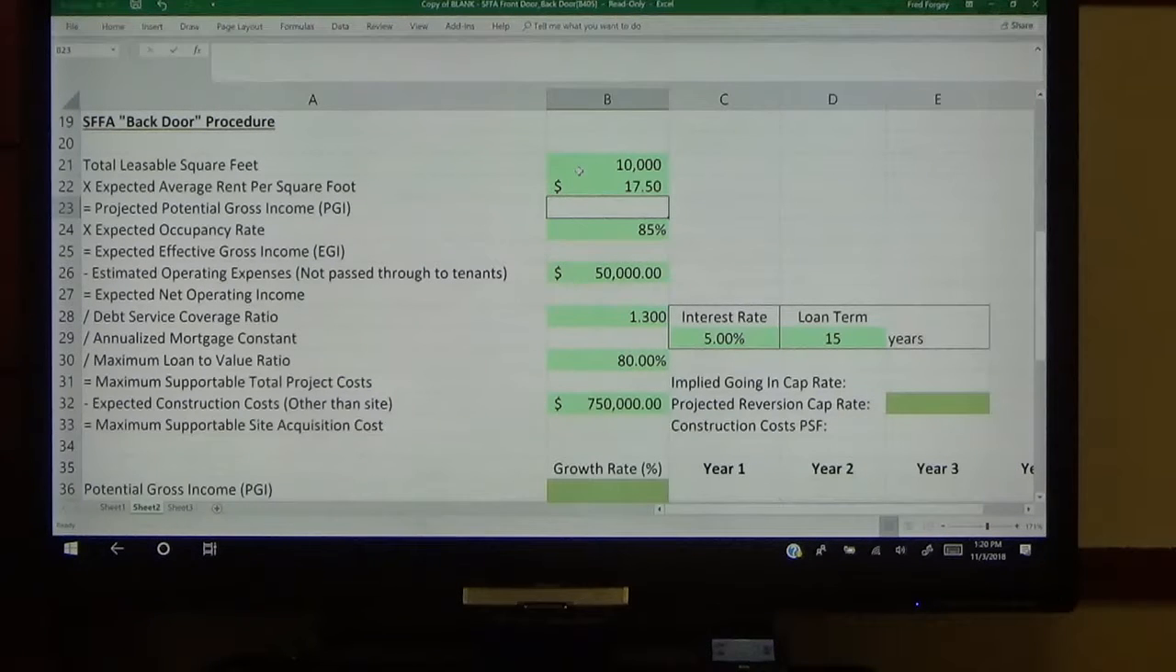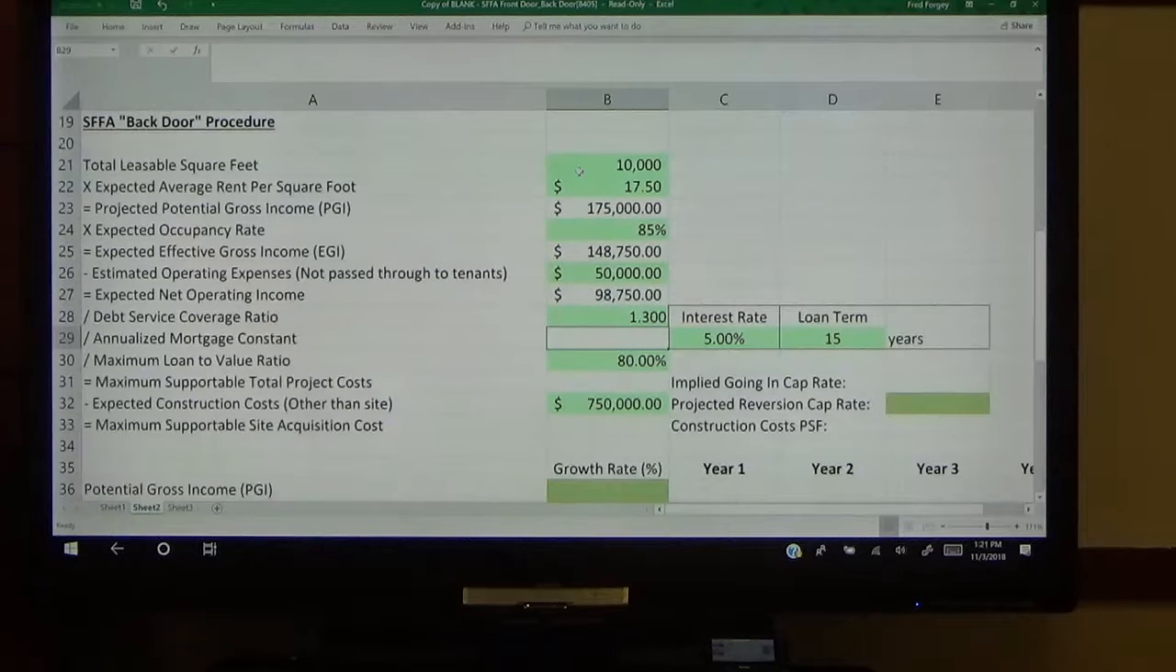All right, so 10,000 times 1,750 gives us 175,000 as our potential gross income. Multiply that by the 85% occupancy rate, it's 148,750. Then we're going to subtract out the operating expenses from the effective gross.